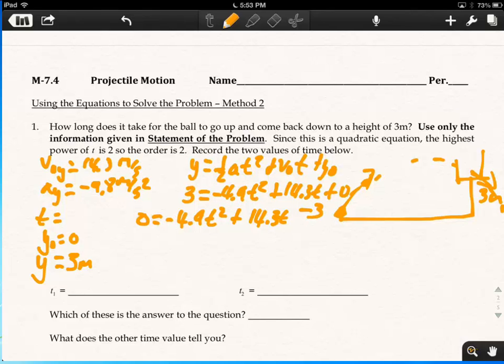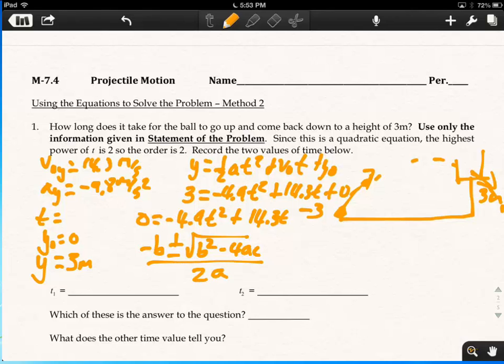This is a quadratic equation. There's no getting around it. Now, if your calculator has a solver, awesome. If it doesn't, it should. Mine doesn't, so I've got to remember the quadratic formula: negative b plus or minus the square root of b squared minus 4ac, all over 2a.